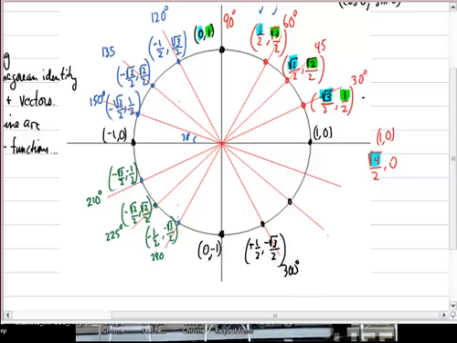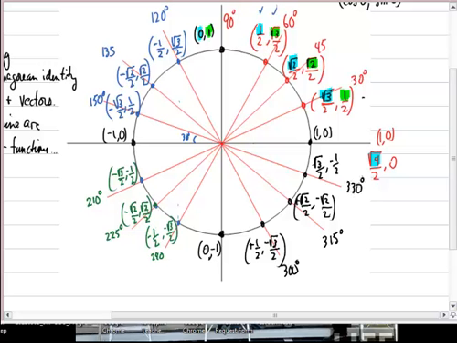Now I'm at 315 degrees. I have the coordinates root 2 over 2, comma, negative root 2 over 2. And then the last point, I have the coordinates root 3 over 2, comma, negative 1/2, and that would be at 330 degrees.